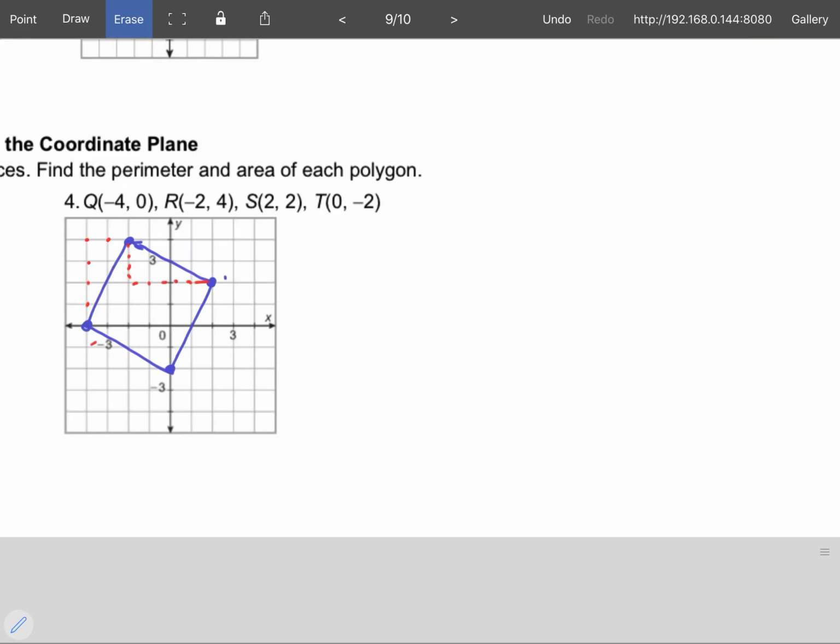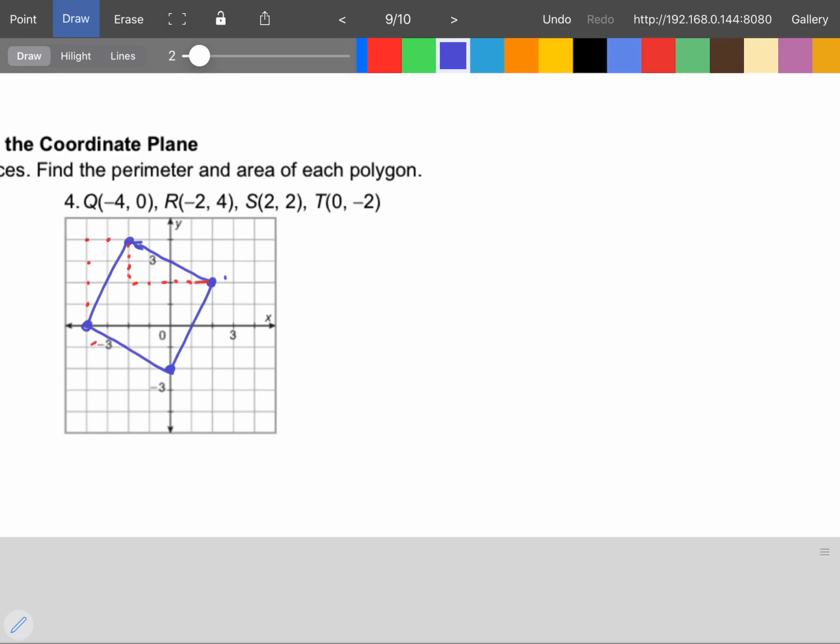So to label all my points, let's see, this one was Q. This one was R. This one was S, and this one was T. So if you look at my picture there, the slope of QR, so if I do the slope of segment QR, that was up 4, right 2, which would be a slope of 2 over 1.